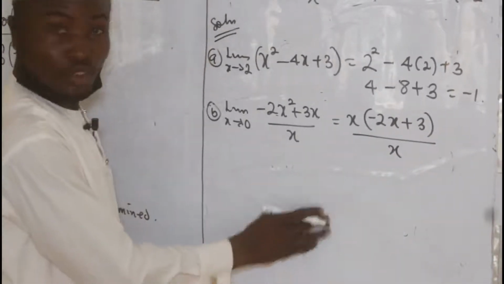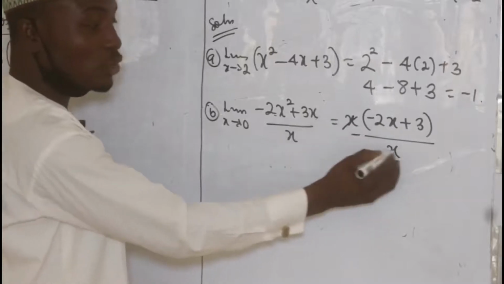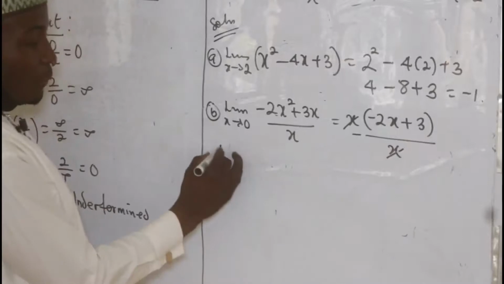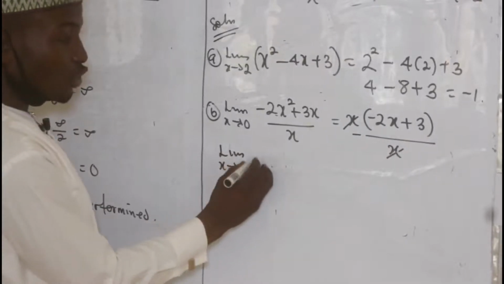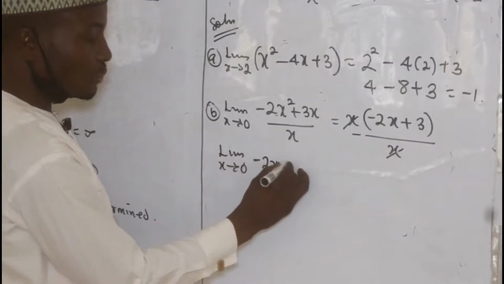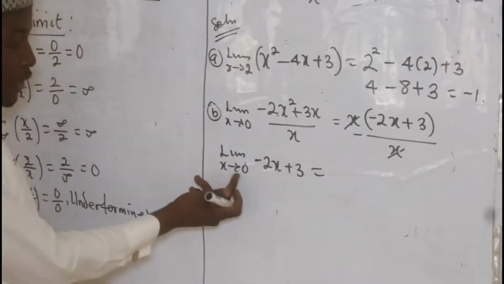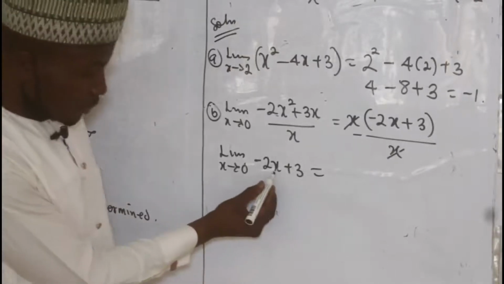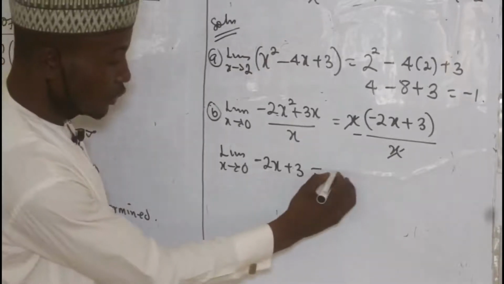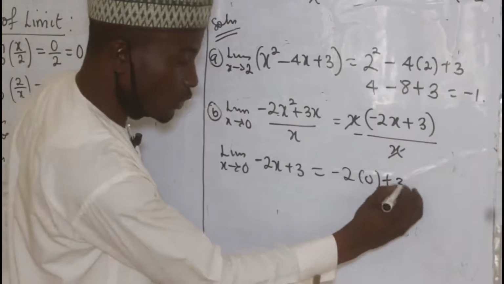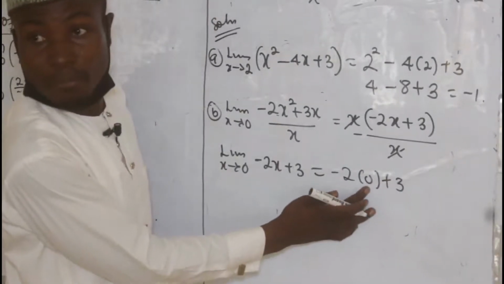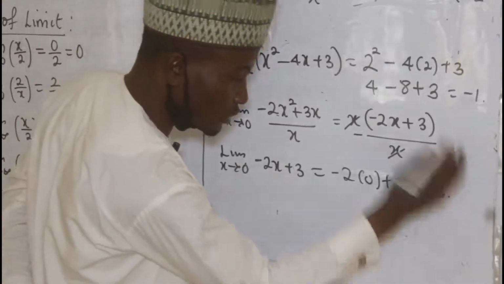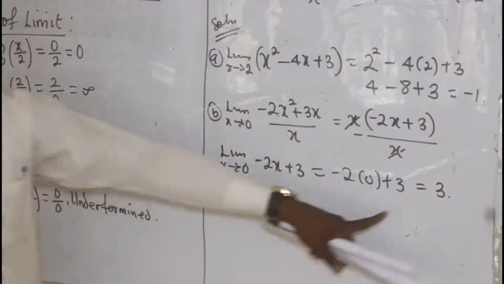Are we together? Since you have already factored x outside, can this x go with this x? Yes. What do you have left? Minus 2x plus 3. So now put the limit. Limit of x tends to 0 of minus 2x plus 3. Anywhere you see x now, put 0. Is it going to be undetermined again? No. So substitute it. You're going to have minus 2 times 0 plus 3. Minus 2 times 0 is 0. 0 plus 3 is equal to 3. So the limit of x tends to 0 now is going to give us 3.